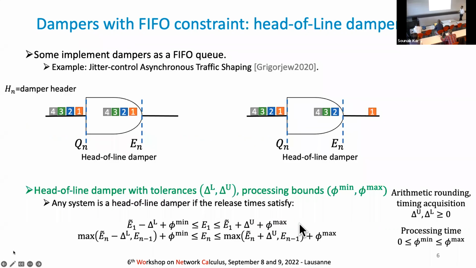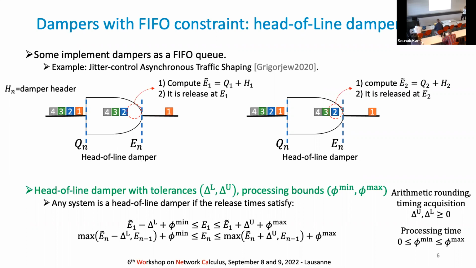Yet another category of dampers implements dampers as a FIFO queue. An example would be the jitter control asynchronous traffic shaping, where they only examine the packet at the head of line. It computes some theoretical eligibility time based on the arrival time and adding the damper header. And as soon as it reaches this value, with some error, it releases the packet. And then it only examines the second packet as it becomes head of line. So it does the same thing for the second packet, and it continues like that.